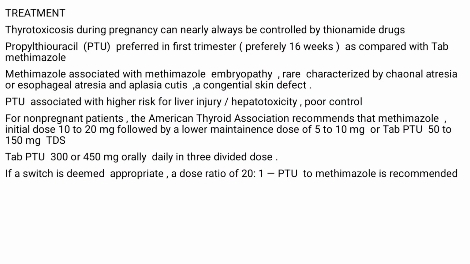So what is the treatment? Thyrotoxicosis during pregnancy can nearly always be controlled by thionamide drugs. And what are the thionamide drugs? Thionamide drugs can be propylthiouracil, methimazole, and carbimazole. And because carbimazole is not given in pregnancy, propylthiouracil is the preferred drug in the first trimester, up till 16 weeks, as compared with methimazole, because in the first trimester organogenesis is occurring, and methimazole is associated with embryopathy, and it can lead to choanal atresia, esophageal atresia, and aplasia cutis, a congenital skin defect. So in the first trimester of pregnancy, propylthiouracil is preferred because it does not lead to congenital side effects.